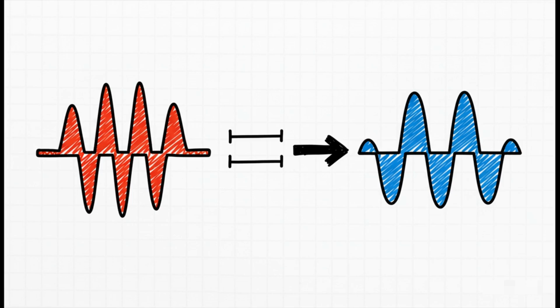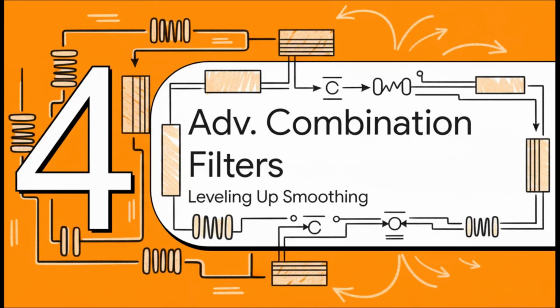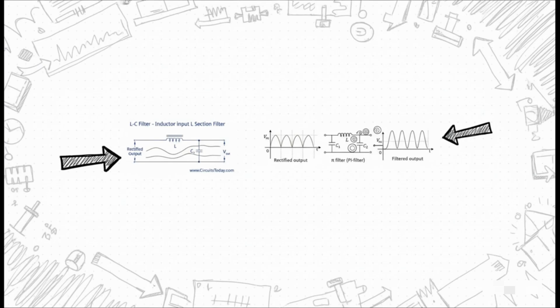Those really deep valleys we saw in the voltage before are now much, much shallower, which means the ripple factor gets reduced significantly. Now, for a lot of simple applications, this is perfectly fine, but for more demanding electronics, we can do even better. So how do we level up? Well, we start combining our tools. By using both inductors and capacitors together, we can create filters that are way more powerful and effective for those tougher jobs.